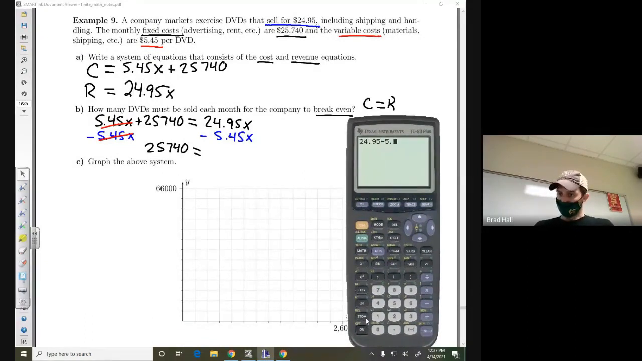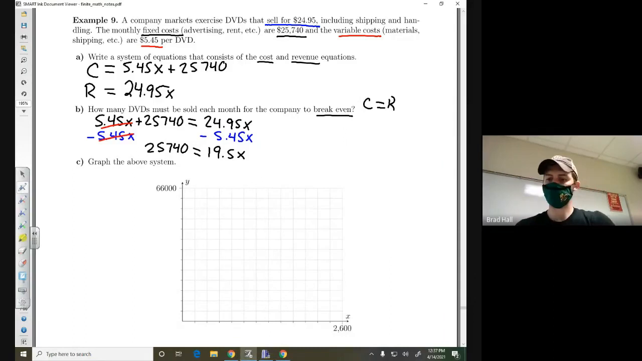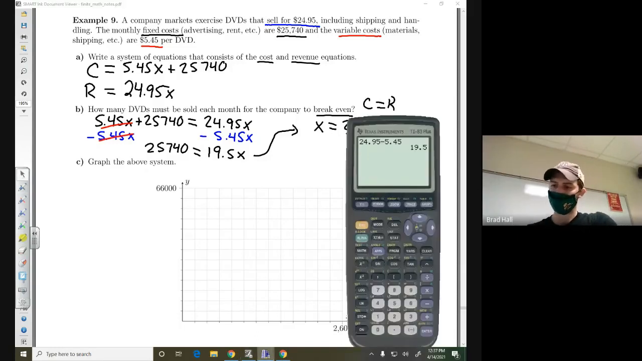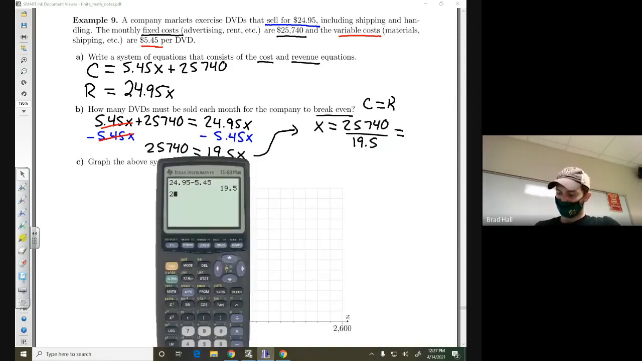$24.95 minus 5.45, 19.5x. And then all we have to do is get x by itself. So to get x by itself, x is equal to 25,740 divided by 19.5. That quotient will yield the final answer. 25,740 divided by 19.5.